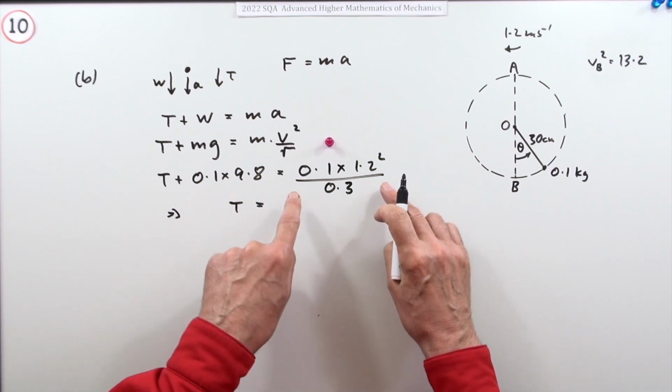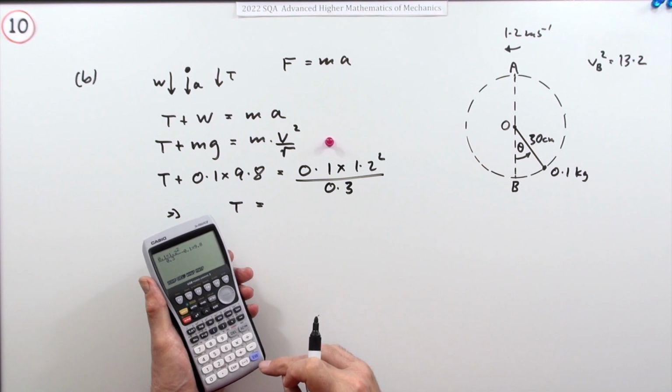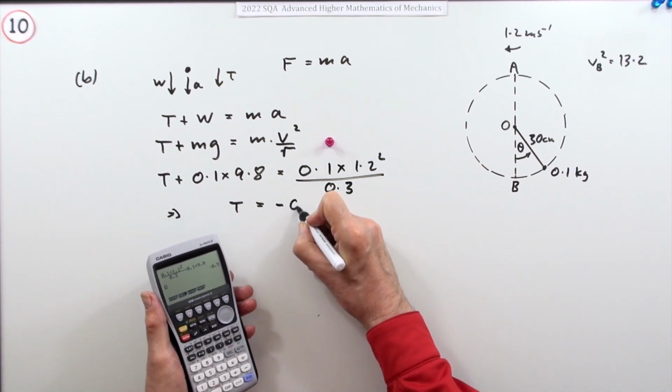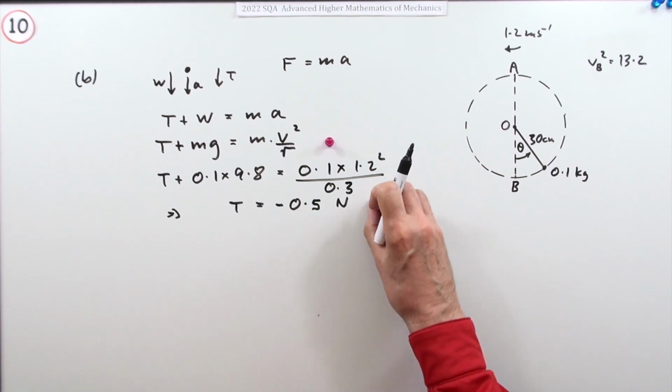I'm just going to do the one calculation. I'm going to do that, take away that. So we press the buttons and we get, ooh, negative 0.5, and that'll have to be newtons. Well, that's worth a mark.